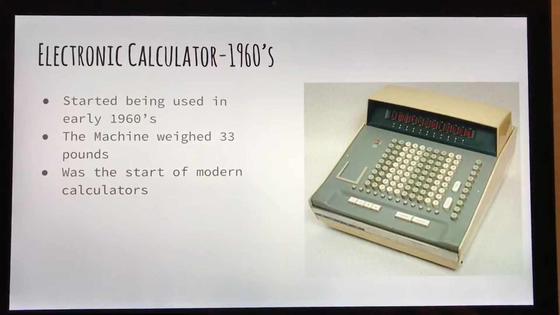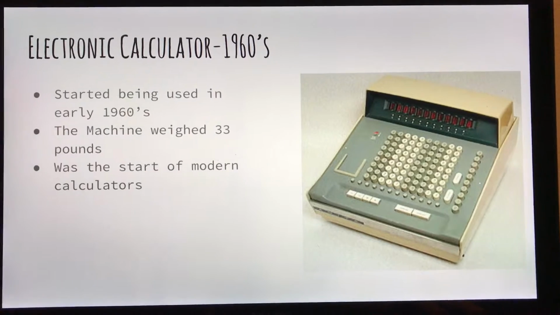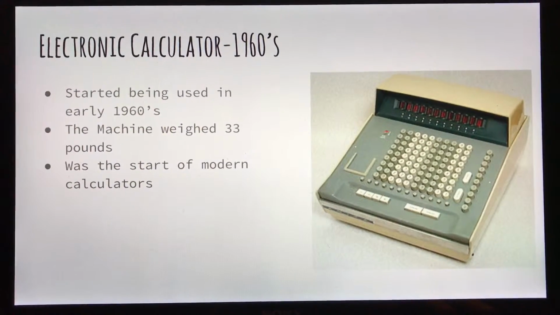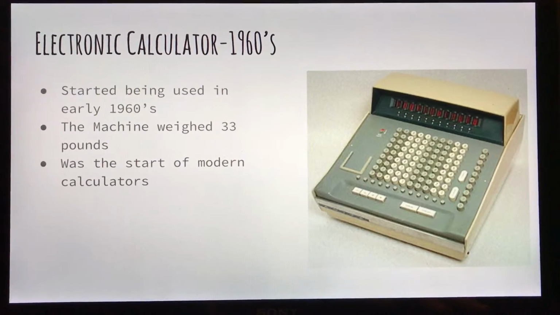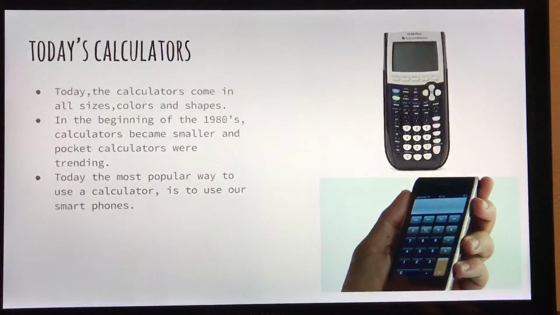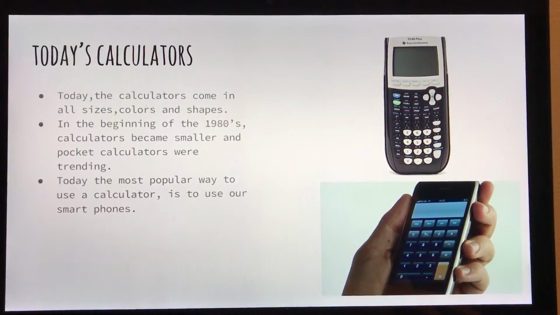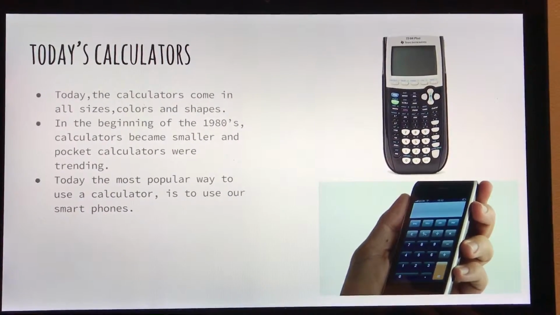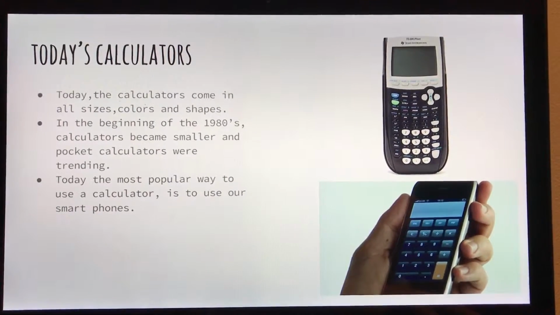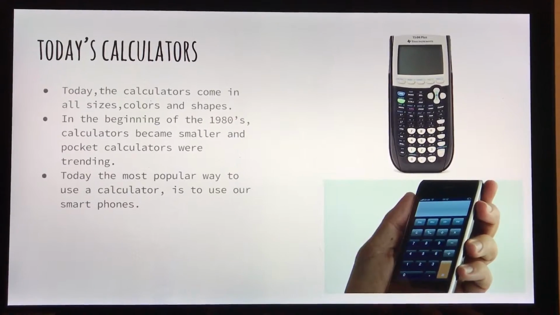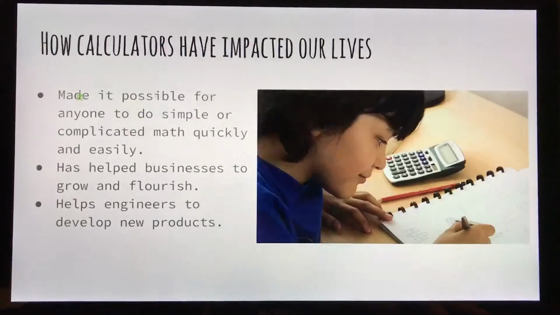And then electronic calculators were invented in the 1960s. The machine weighed 33 pounds at first and was the start of modern calculators. Today, the calculators come in all sizes, colors, and shapes. In the beginning of the 1980s, calculators became smaller and pocket calculators were trending. Today, the most popular way to use a calculator is to use our smartphones.